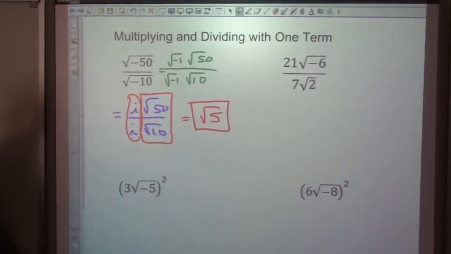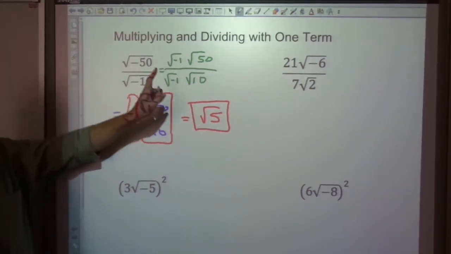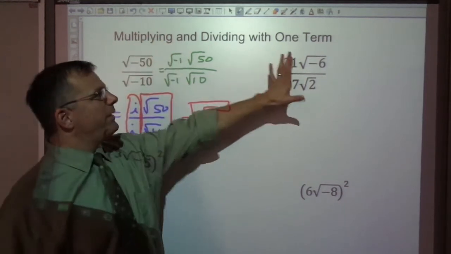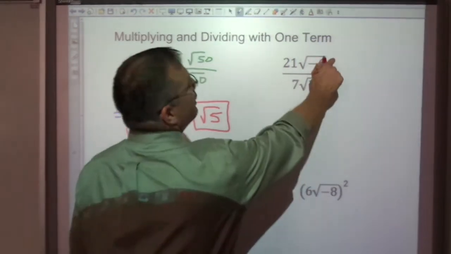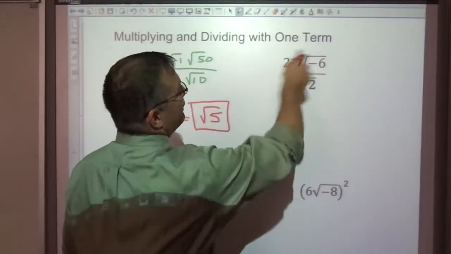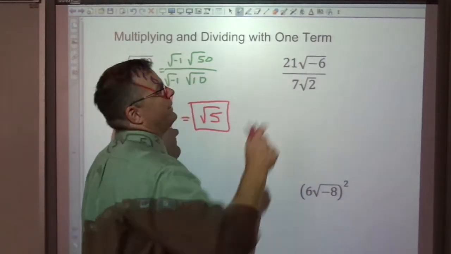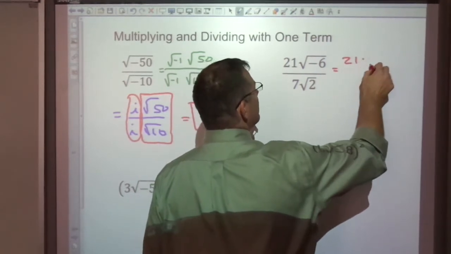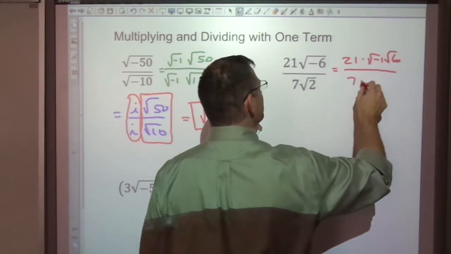We need to be careful, please. Even though it looks like it's correct, don't fall into this trap. Make sure that we're writing out what it is. Because in a problem like this, it's completely different. Because here, we would divide, and if you do the same kind of thing, you would think, oh, that's just square root of -3. No, it's not. This doesn't exist. We need to change this. 21 times square root of -1 times square root of 6.